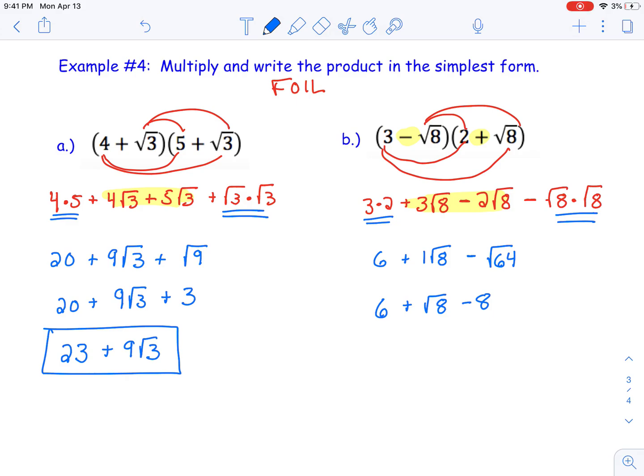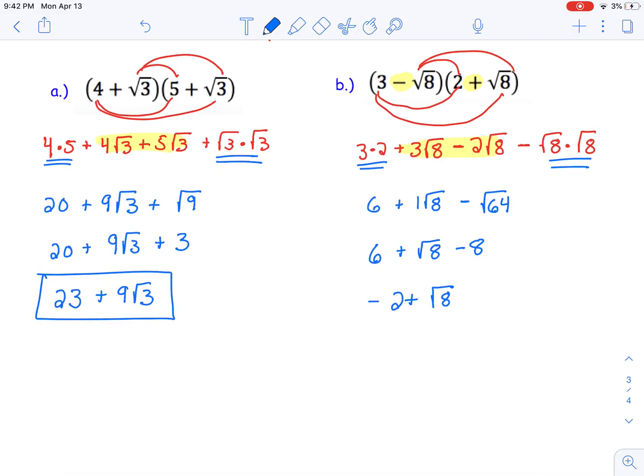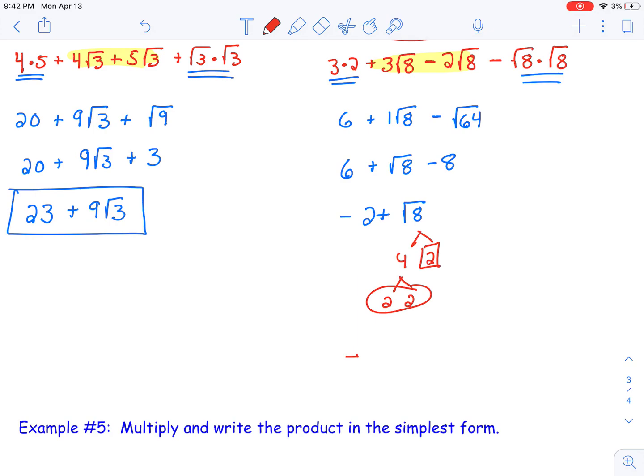So we're going to end up here with negative 2 plus radical 8. Now radical 8 can be simplified, so I can actually simplify this down. This is really 4 times 2. This is 2 times 2. So it's going to be negative 2 plus 2 radical 2 as my final answer.